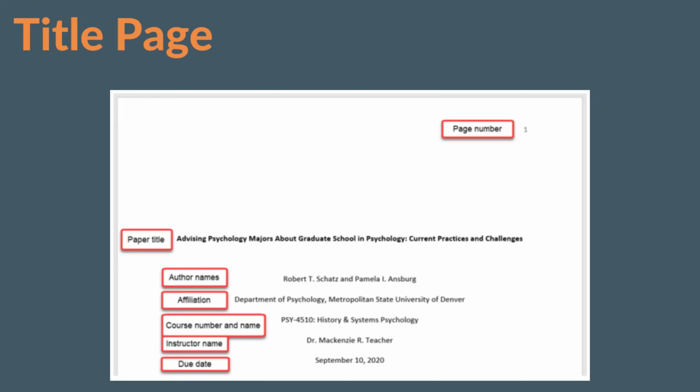And then you have the rest of the information that follows: your author names, affiliation, course number and name, instructor name, due date. Due date is important. That is what you typically use, not the date that you submit the paper.